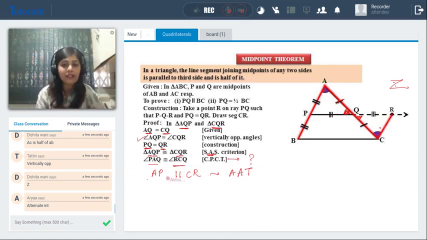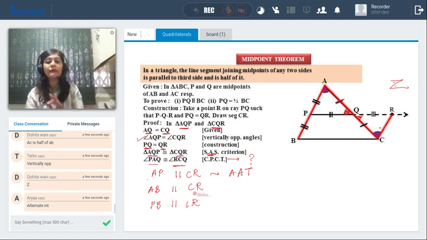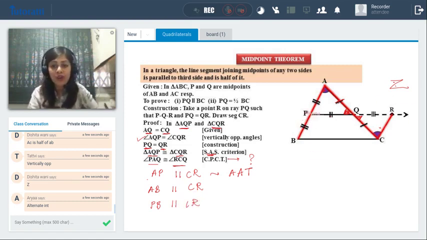Now, if AP is parallel to CR, I can also say AB is parallel to CR, because AP is a part of AB. Or I can also say PB parallel to CR. Students, pay attention. PB parallel to CR. We have got one pair of opposite sides of the quadrilateral parallel.